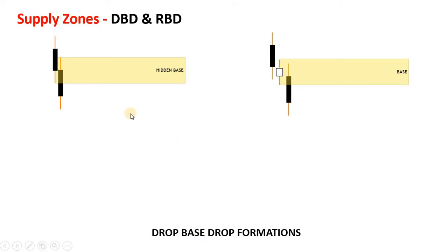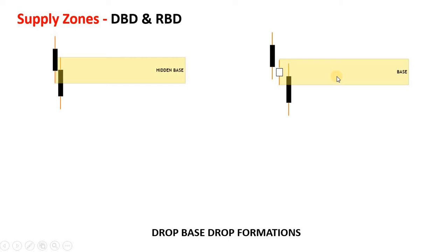So what do we mean by the drop-base-drop? As a supply zone, we have a candle that is here, and we have another candle that is dropping. This is clearer. We have a bearish candle, and within the two bearish candles, we have a candle that looks like this, most times like a spinning top or an indecision candle. This serves as a base. This is clear because it is visible.